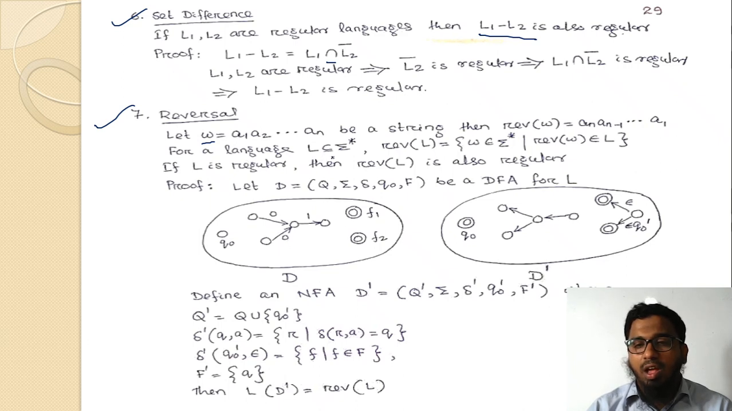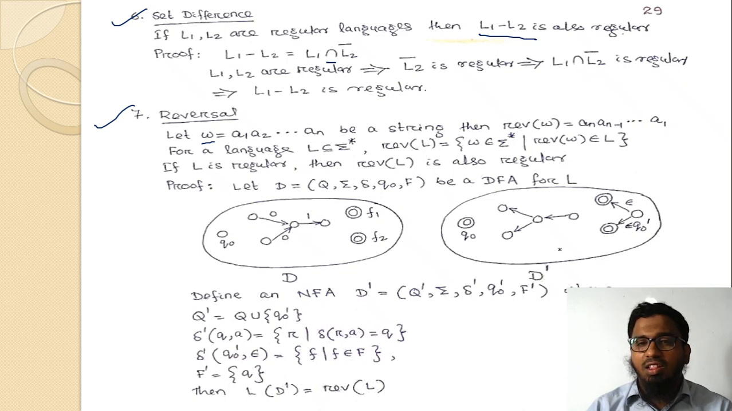For a language L, a subset of sigma closure, reverse L is the set of W in sigma closure such that reverse W belongs to L. So here in this picture you can easily identify this is Q0 and this is some state, and here final state 1 and final state 2. This is D, that is a DFA.